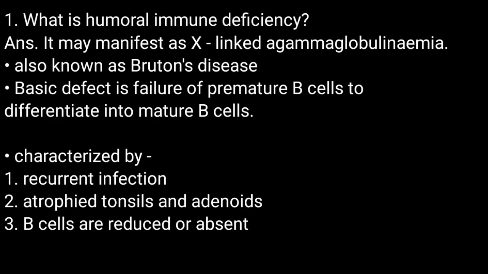Important points to remember. What is humoral immune deficiency? It may manifest as X-linked agammaglobulinemia. It is also known as Bruton's disease. The basic defect is a failure of premature B cells to differentiate into mature B cells. It is characterized by recurrent infection, atrophied tonsils and adenoids. B cells are reduced or absent.